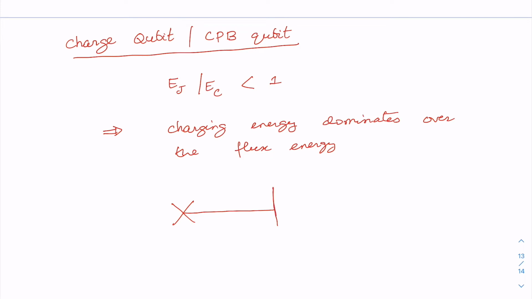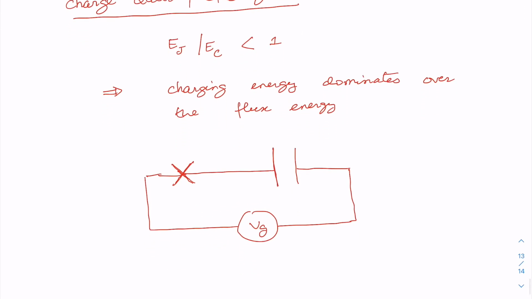This is one plate of the capacitor, this is the other plate of the capacitor, and this is the Josephson junction. Then they are connected by a gate voltage, say Vg. So this is the symbolic or diagrammatic representation of a charge qubit, and sometimes people also represent it in this form. This is the box, the CPB, called a charge qubit because, as I said, the charge contribution to the energy dominates over the flux.